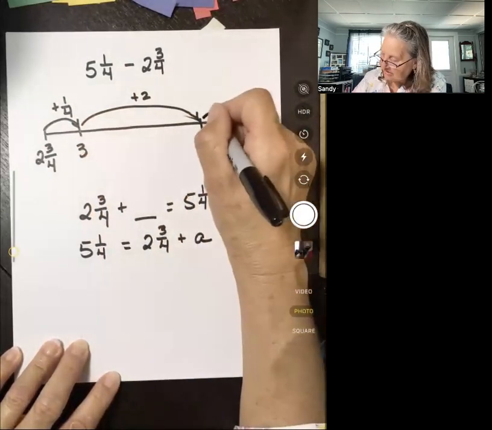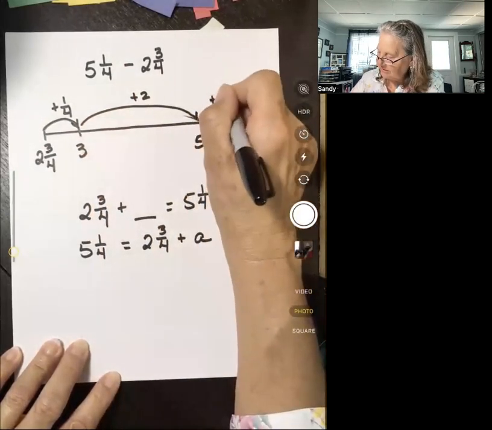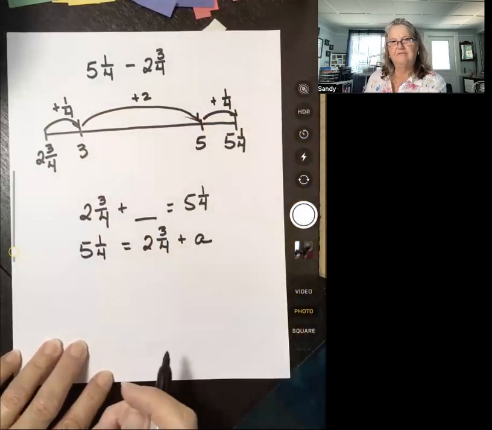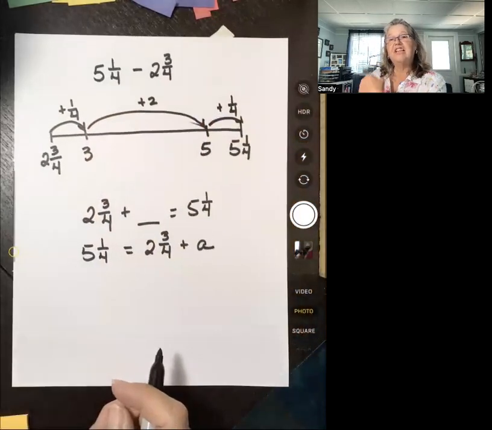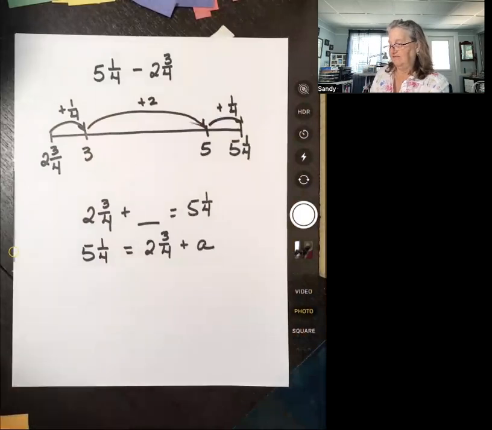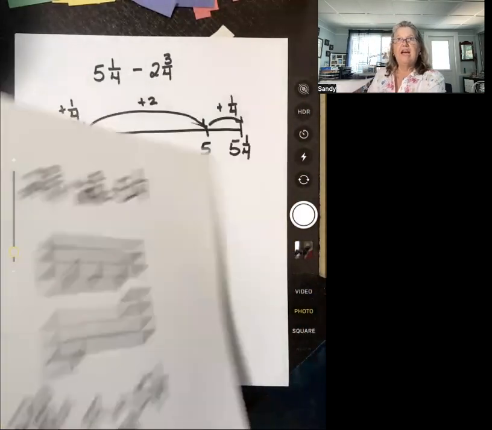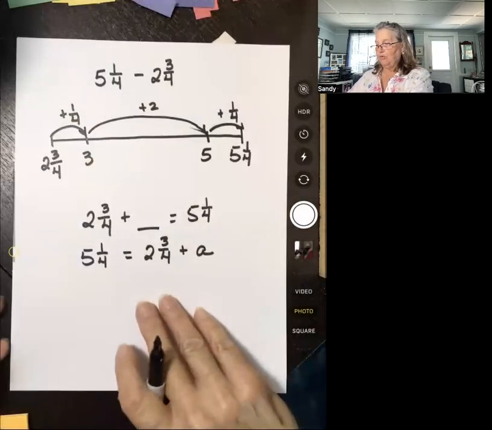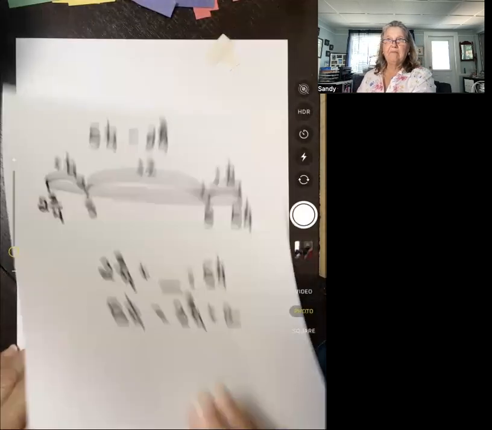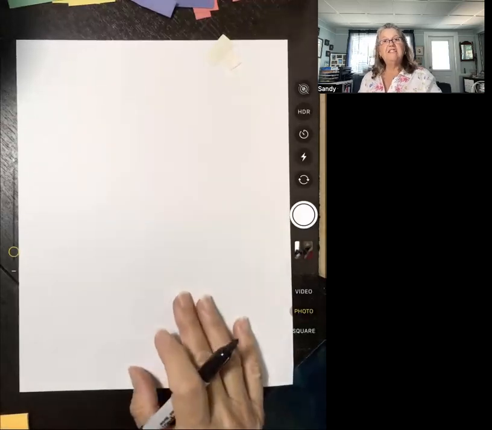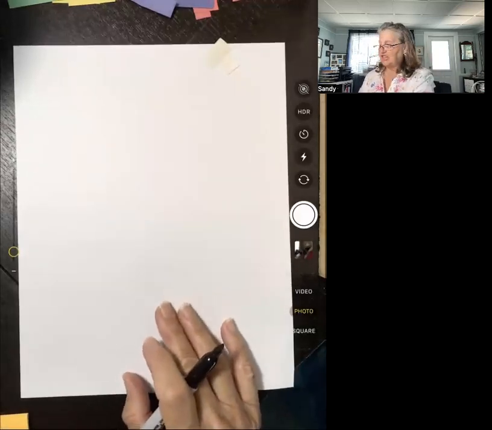And then I do another jump of 1/4 to get me to 5 1/4. So this is a counting up strategy, a different version of the counting up strategy. We had decompose a whole. We had the round and adjust. And I did it with same size units.